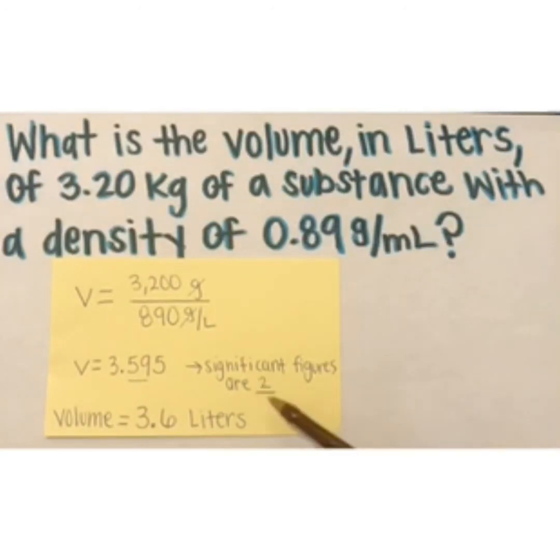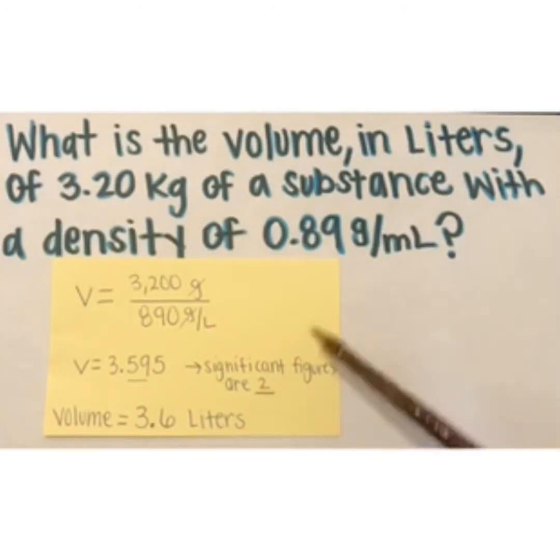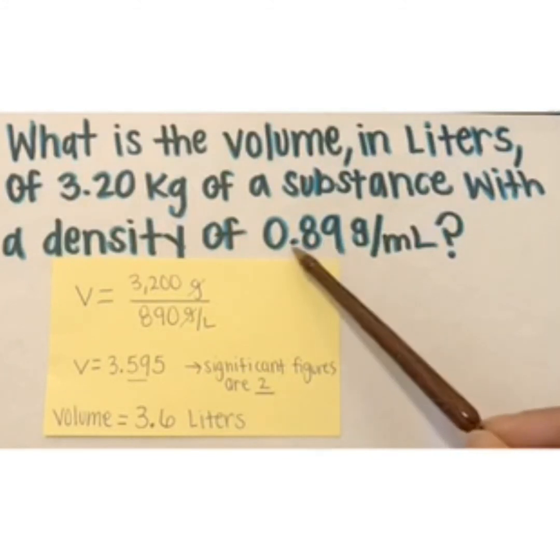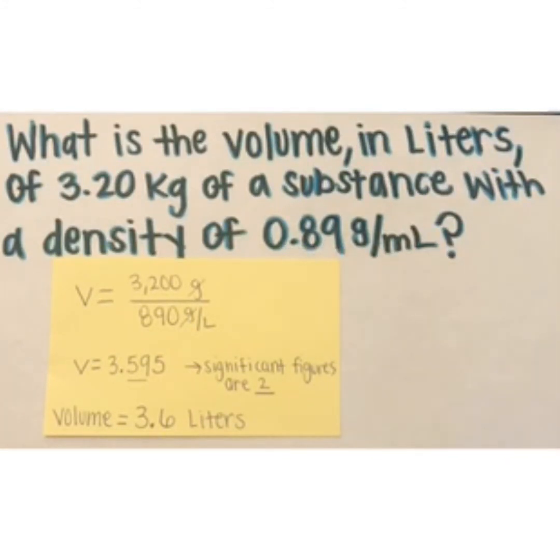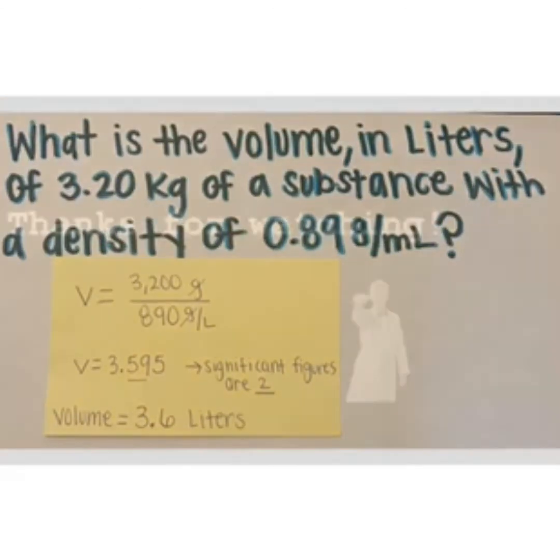But we know that we only need 2 sig figs because in our initial problem, it has 2 sig figs in the density. So when we round this up, we get the volume equals 3.6 liters. And that is how you solve a density equation with conversion.